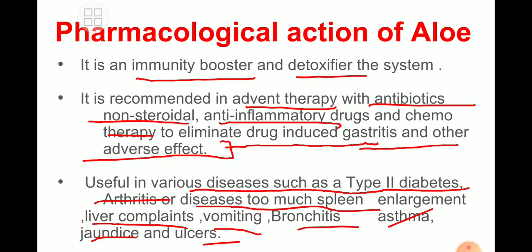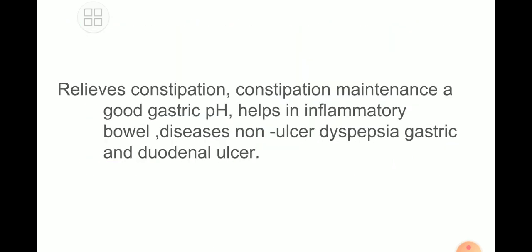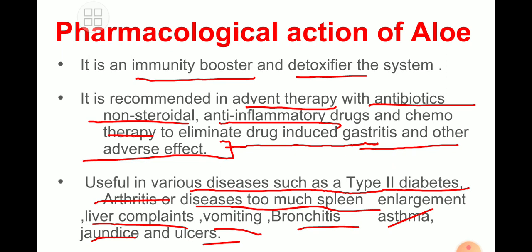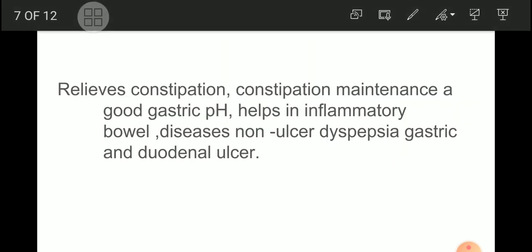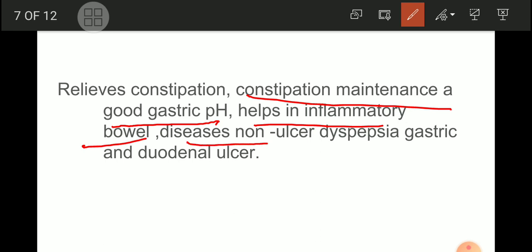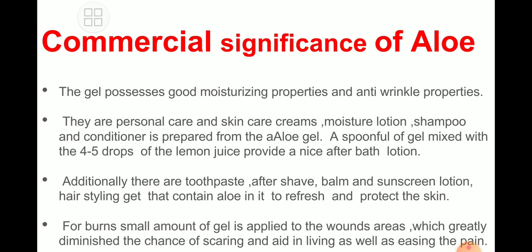Now, it relieves constipation, maintains a good gastric pH, helps in inflammatory bowel disease, non-ulcer dyspepsia, and gastric and duodenal ulcers. All these things can be cured with the help of using this aloe plant. So as I have said to you, my friends, this aloe plant is of a lot of importance.